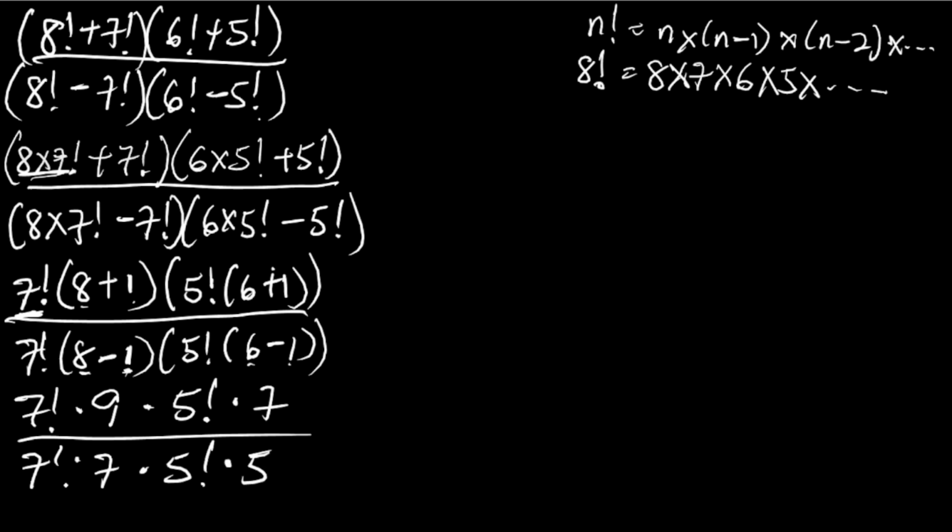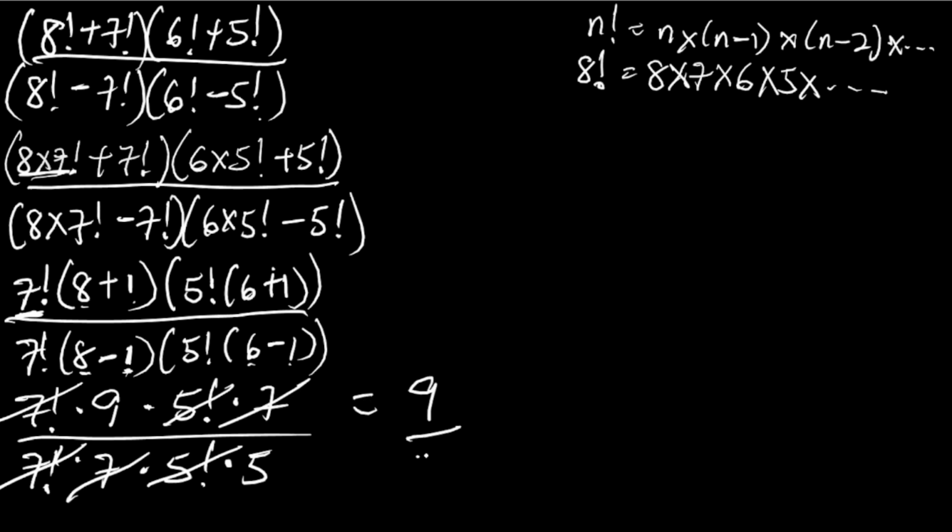That is, looking at this now, what do you think we can do? This 7 factorial here can cancel this, 5 factorial can cancel 5 factorial, 7 can cancel 7. So the final answer to this question is 9 divided by 5.